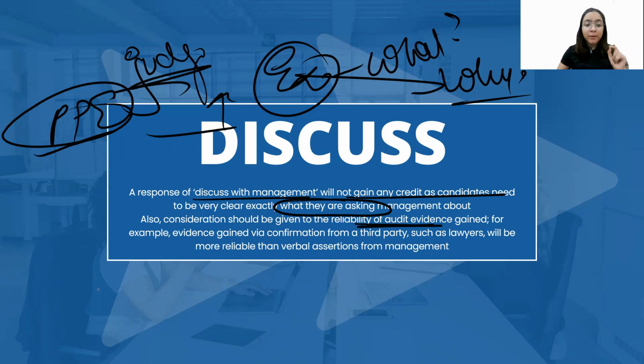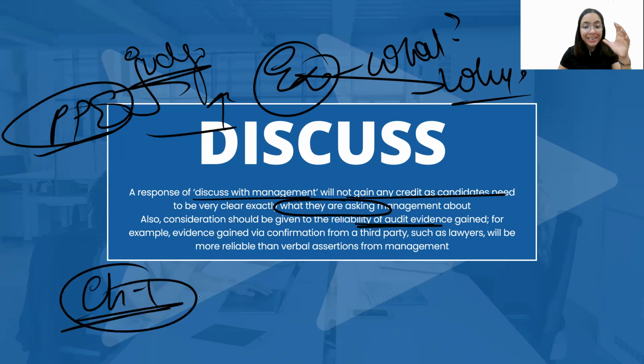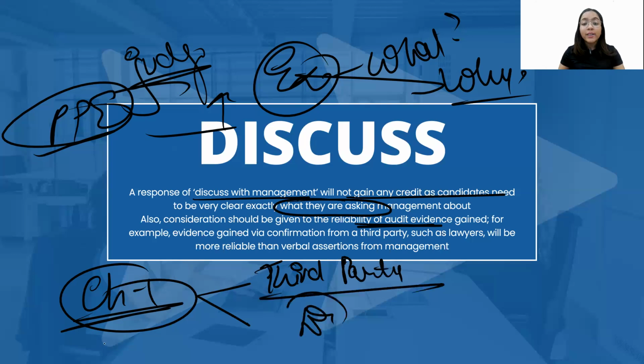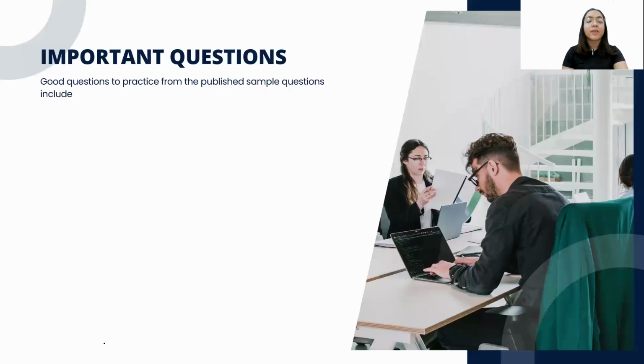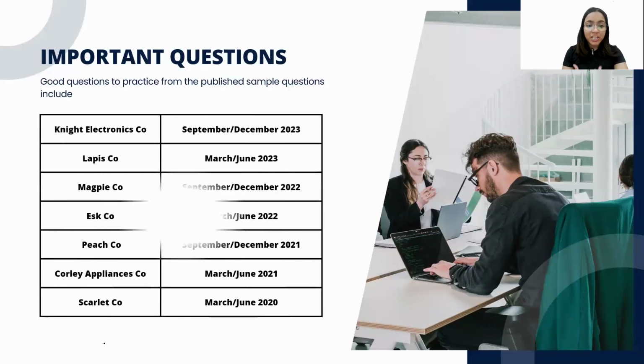Okay. So just let me know if you have read chapter number 1 clearly. What do you think is more reliable? Getting evidence from a third party such as a lawyer, or discussing it with the management and internally generated evidence? Of course, externally generated evidence would be much more reliable. So if you are writing what you want to discuss, and in case any reliable evidence is available, go for it, okay.